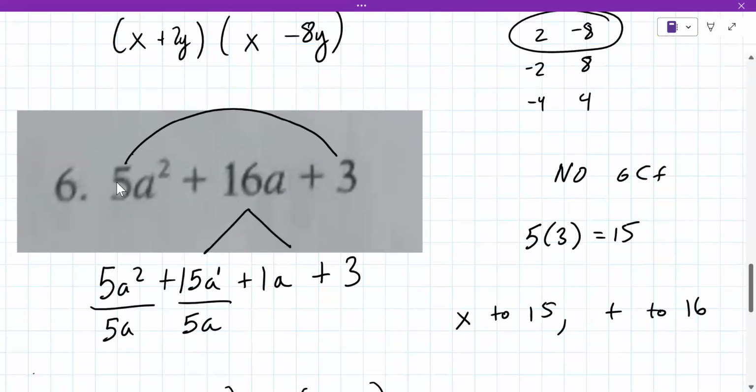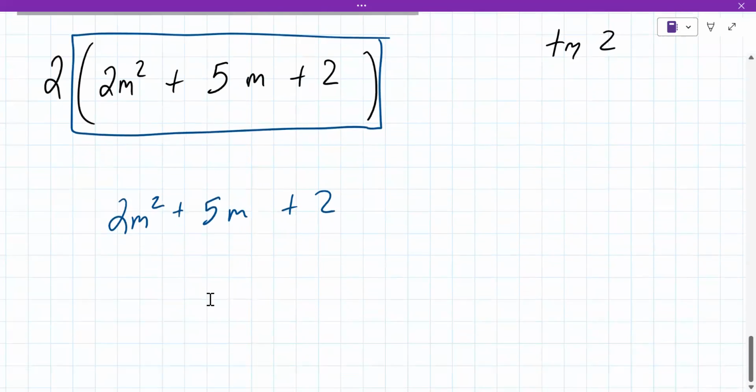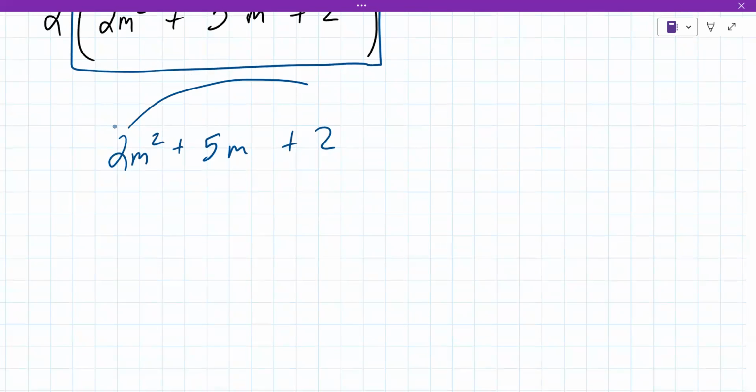So why did I draw this line here? You wanted those two numbers to multiply together. The reason we multiply them together is because we're going to split apart this middle term. What is 2 times 2? 4. Okay. Now we're looking for two numbers that multiply to 4 but add to positive 5.